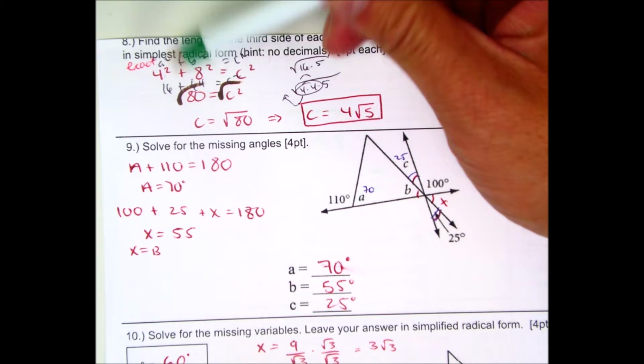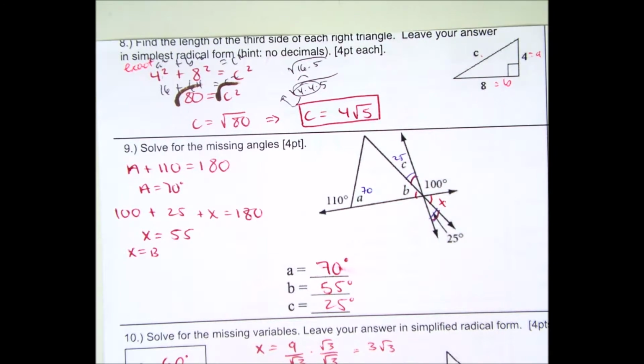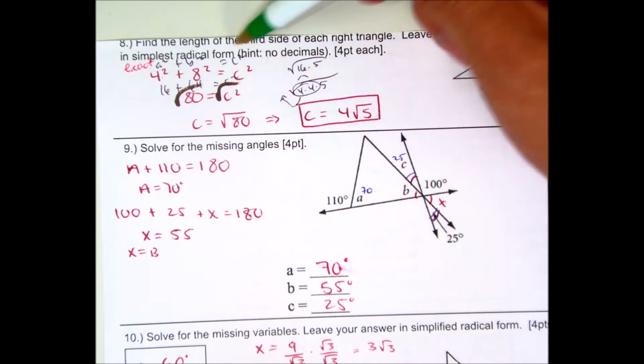If you left it square root of 80, you got 3 out of 4 points on that one. If you just wrote down the Pythagorean theorem, I gave you 2 points.